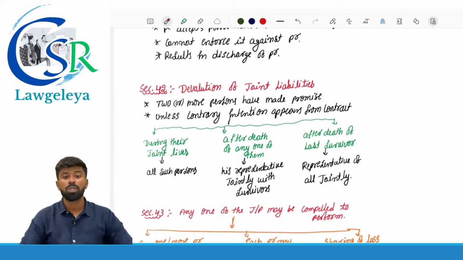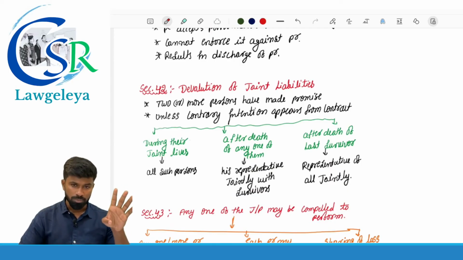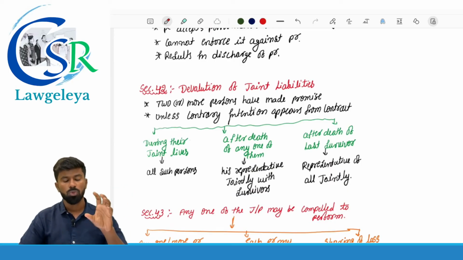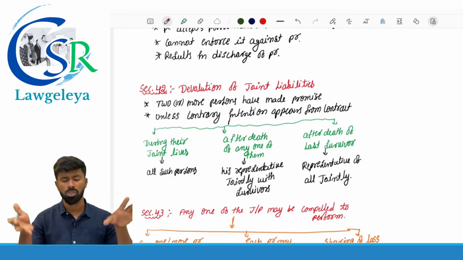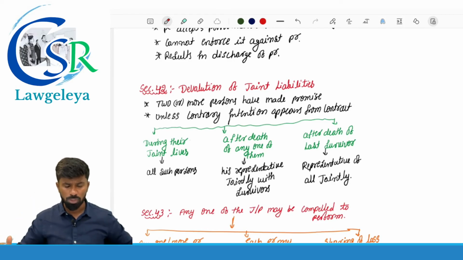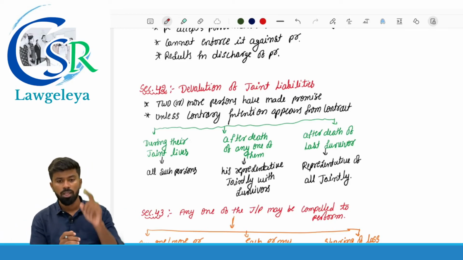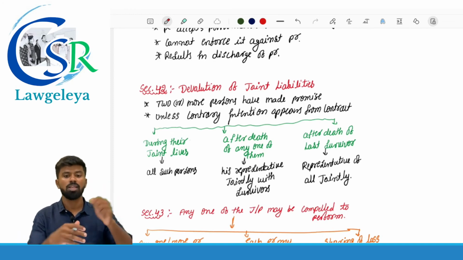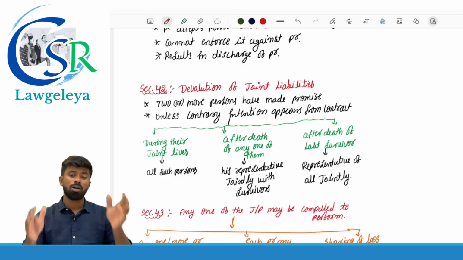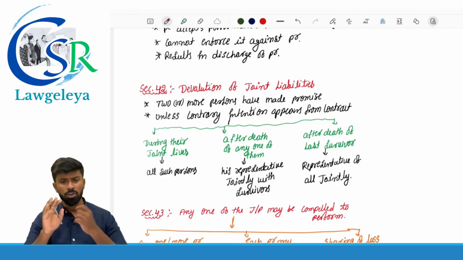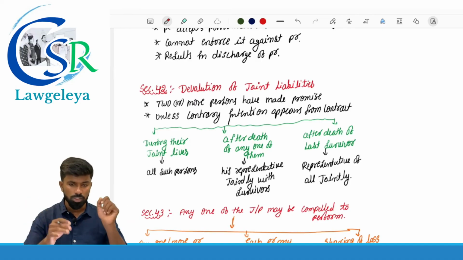Next one, section number 42. Devolution of joint liabilities. 42, 43, 44, 45 deal with joint promises. So whenever the question is with respect to joint promises, your answer should start with the words two or more persons. Where two or more persons make a joint promise, unless the contrary intention appears from the contract, it shall be performed by whom? All the joint promisors during their joint lives. In case of death of any of the promisors, then his representative jointly with the survivor. In case of death of the last survivor, representatives of all jointly should perform the contract. 42 perform, 42 JP, joint JP.